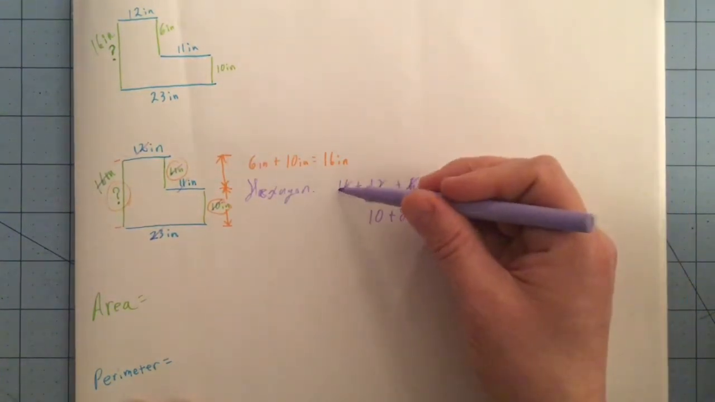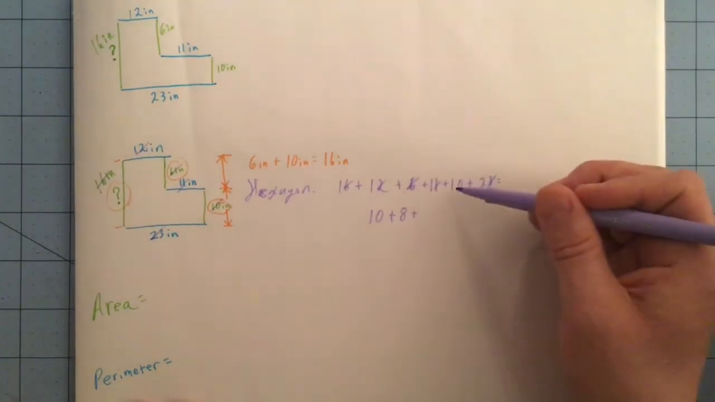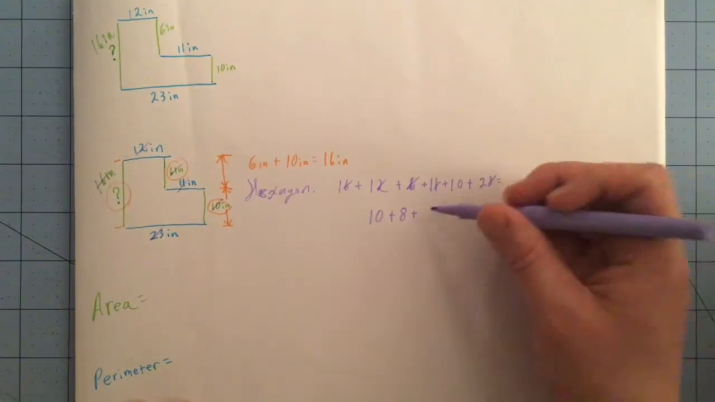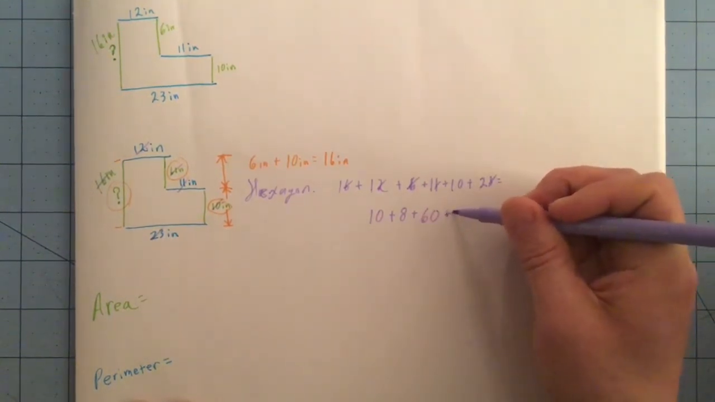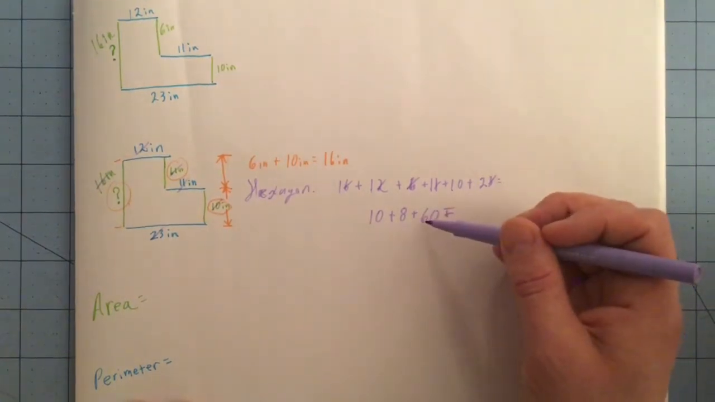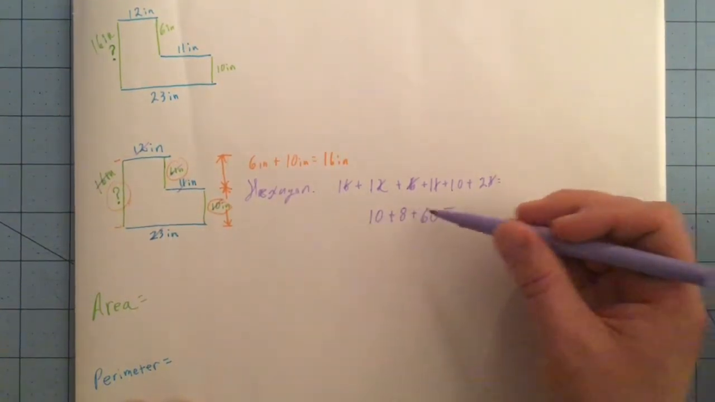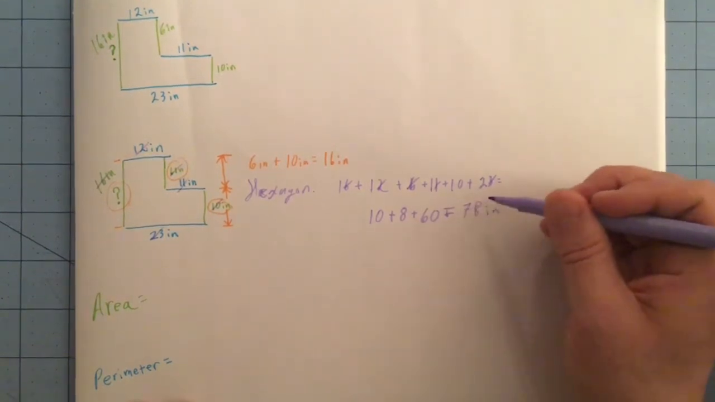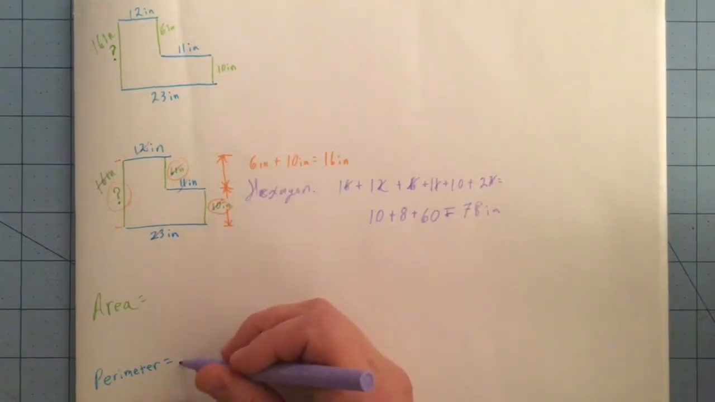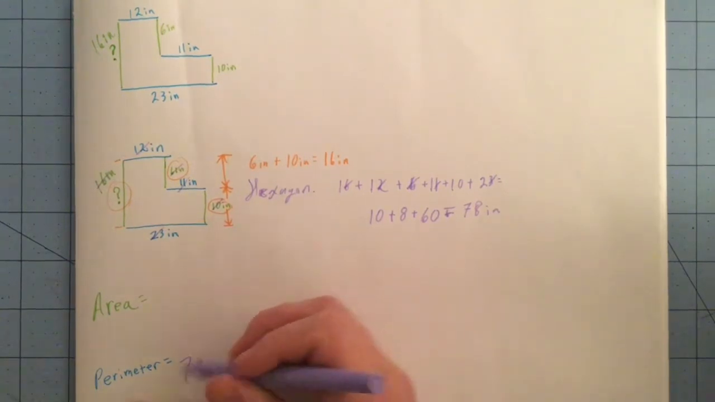Now I've got 10, 20, 30, 40, 50, 60. I've got another 6 tens left over. I'm going to put those together right there. Now, this is pretty easy. I can do 60 plus 10 is 70, plus 8 gives me a total of 78 inches. That is the perimeter, 78 inches.